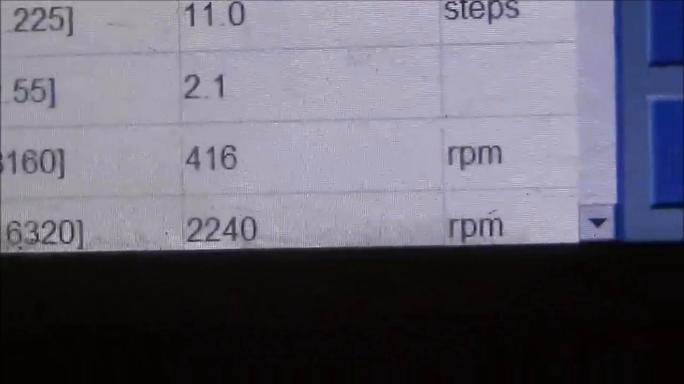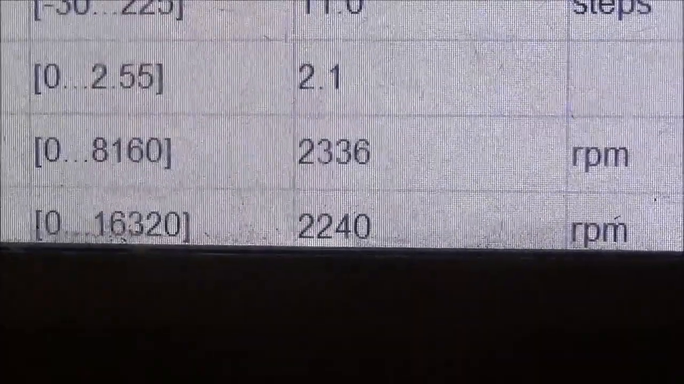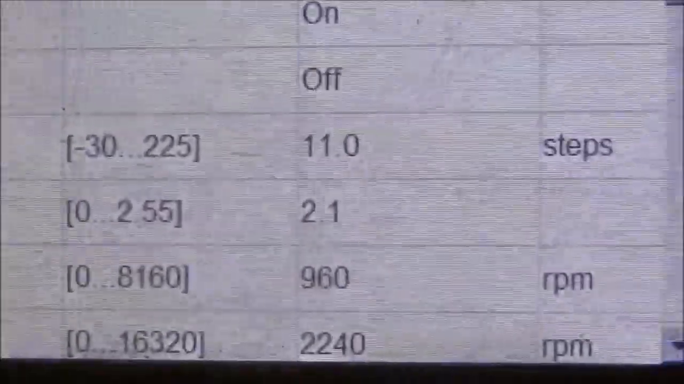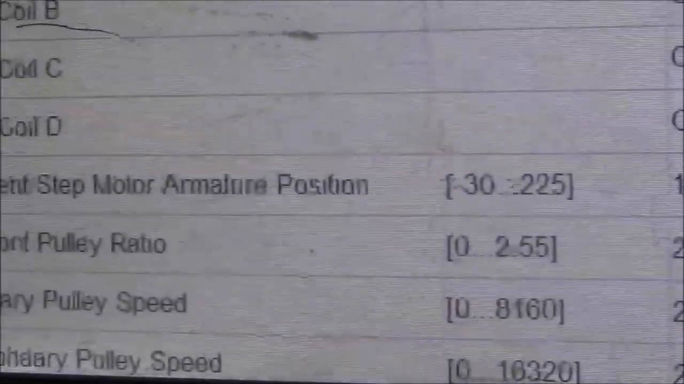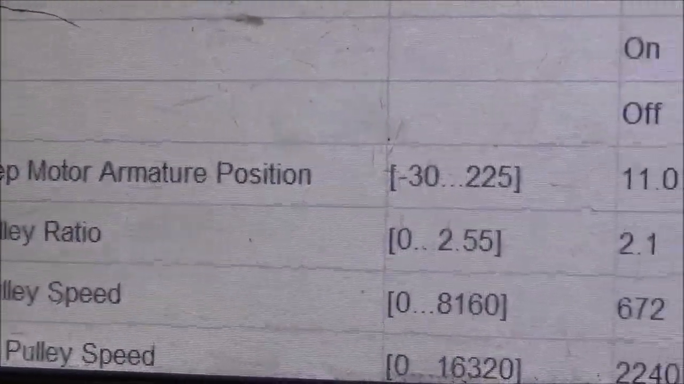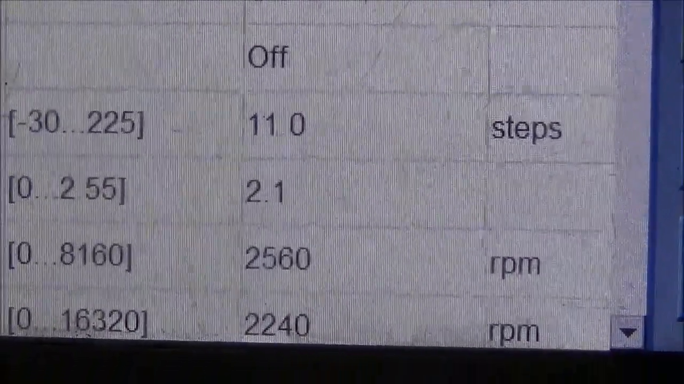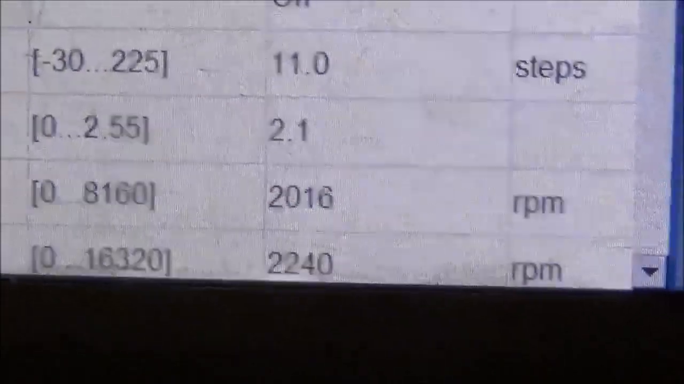I'm in park. So let me go to drive. Now I'm in drive. The primary pulley is still moving. Current step motor armature position is stuck at 11.0. Now I'm in drive right now. Primary pulley or secondary pulley is not moving.